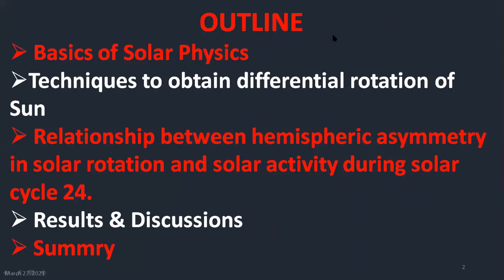This slide shows the plan of my presentation. First and foremost, I would like to discuss some basics of solar physics. After that, I will discuss the techniques to estimate the differential rotation of the sun. In the third stage, I will discuss a strong relationship between hemispheric asymmetry in solar rotation rate and solar activity indicators from the year 2008 to 2018. And in the last, I will discuss my findings and summary.